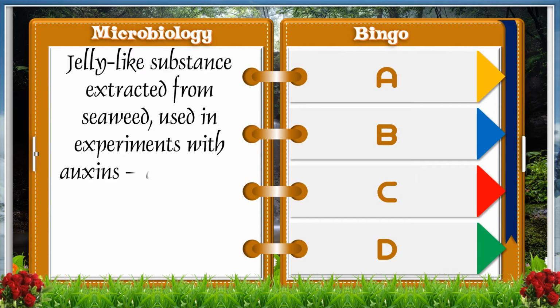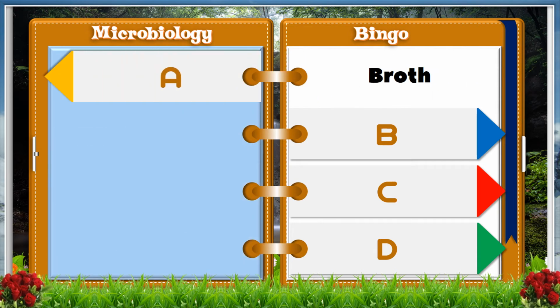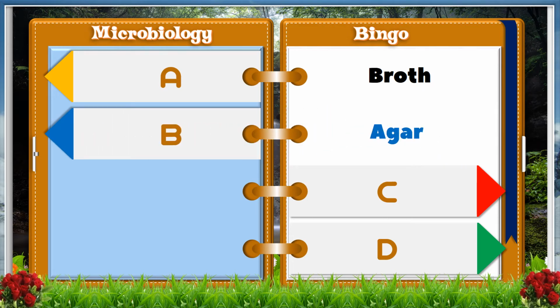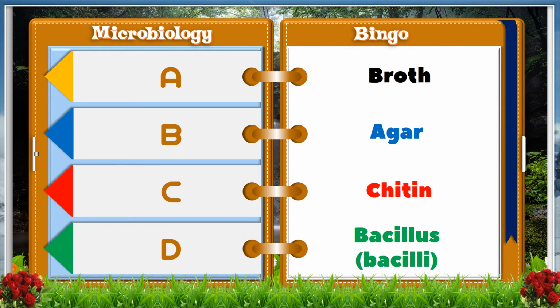Jelly-like substance extracted from seaweed, used in experiments with auxins. Absorbs the auxins. There are no nutrients in this jelly-like substance. A. Broth. B. Agar. C. Chitin. D. Bacillus. And the answer is B. Agar.